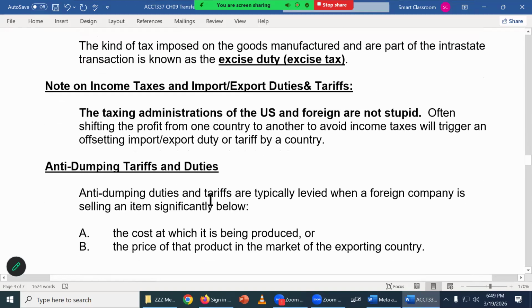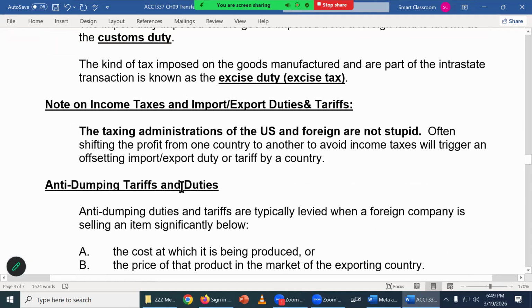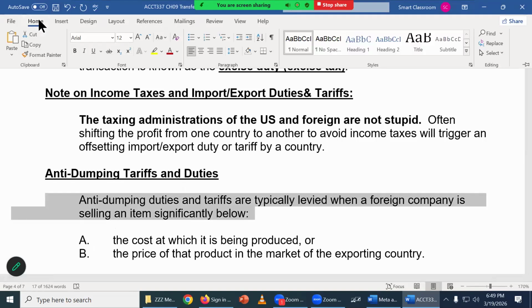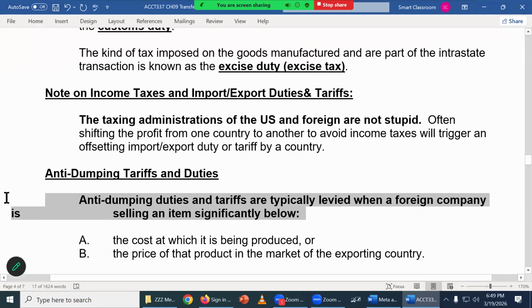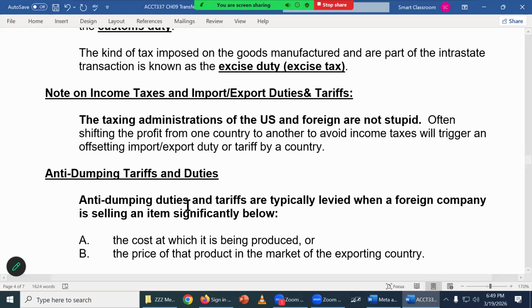Oh, anti-dumping tariffs and duties. Anti-dumping, what is that? Dumping is when, oftentimes, there's overproduction in a certain market. Let's say they're making too much steel in Korea. Korea has a really big steel industry. What do they do? They have all this excess steel. They don't want to mess up their local market, right? So they take this excess steel and they dump it.